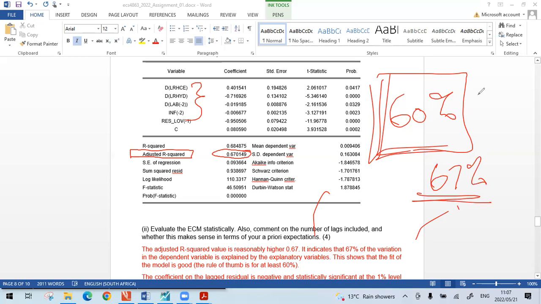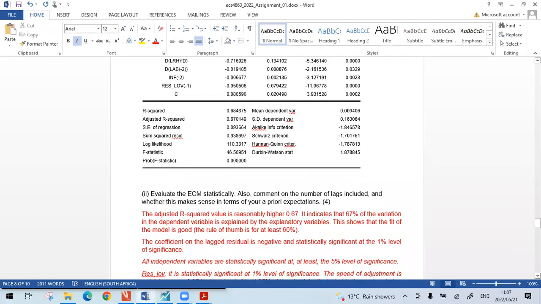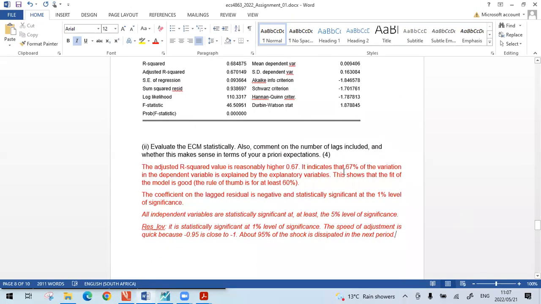So this is how we are going to do it. I'm going to give you this document, but make sure you put it in your flowery English. I'm saying the adjusted R squared is reasonably high. It indicates that about, because this is not exactly 67%, we should be careful here, it indicates that about 67% of the variations in the dependent variable. But because you know your stuff, why are you saying the dependent variable? You can say about 67% of the variations in the what? You know your dependent variable.